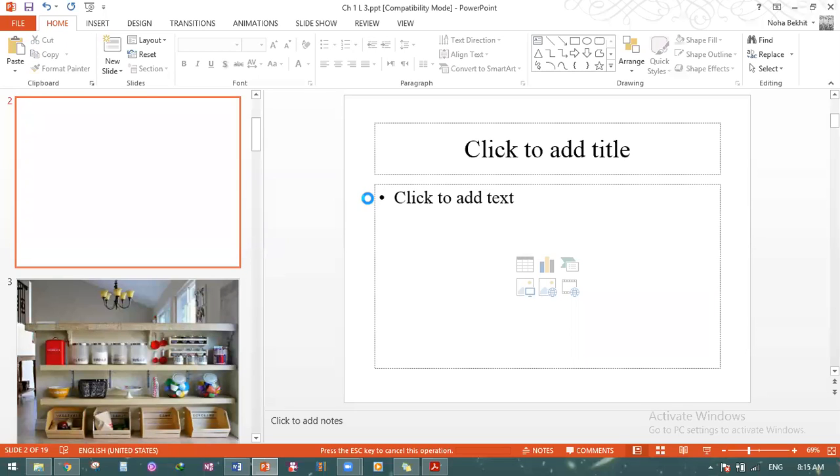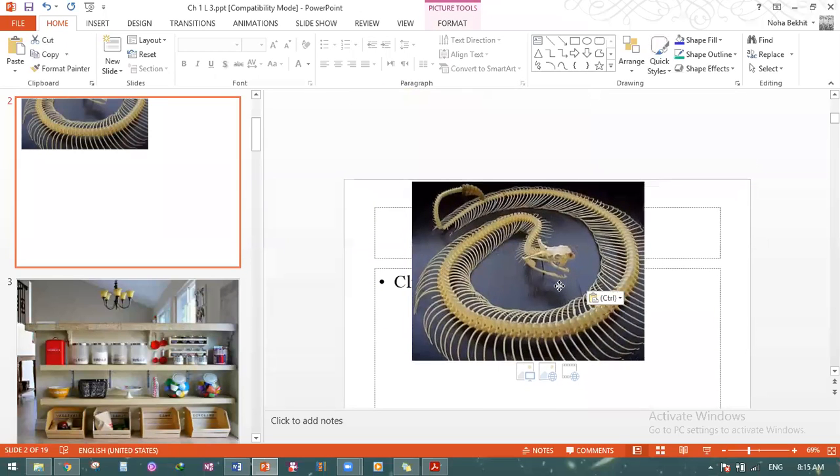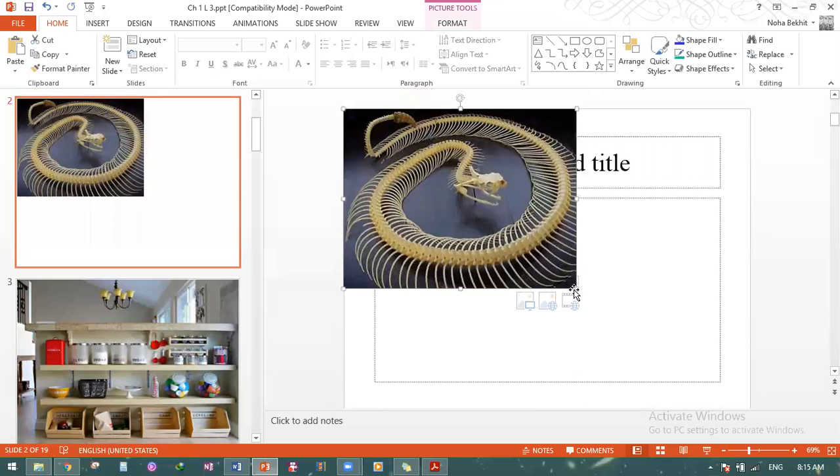Share my screen with you right now. Just in here. Can you see my screen now? Yes. Let me zoom it for you.